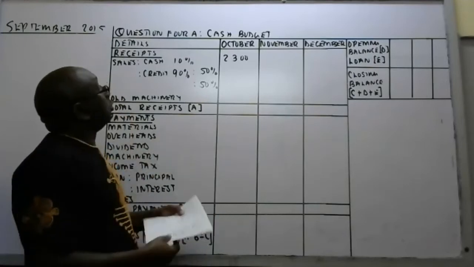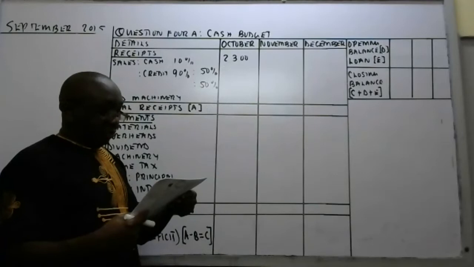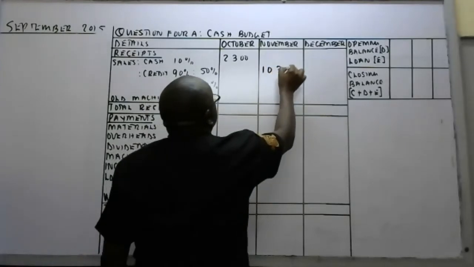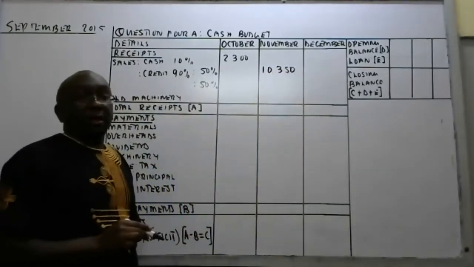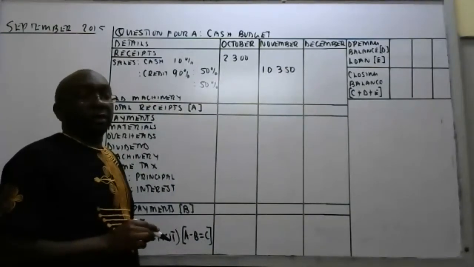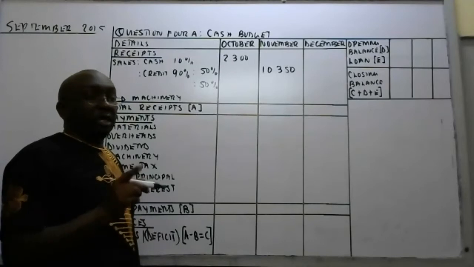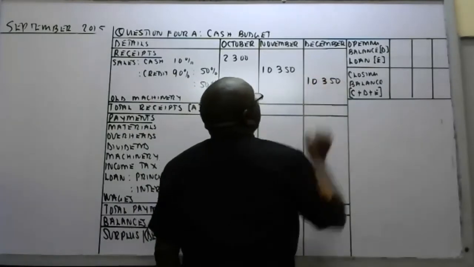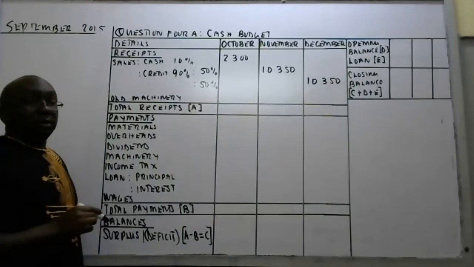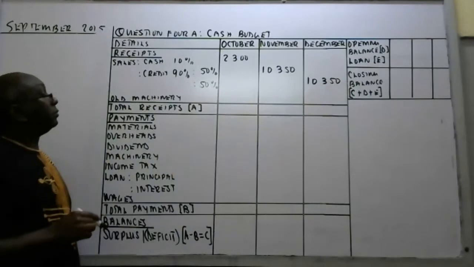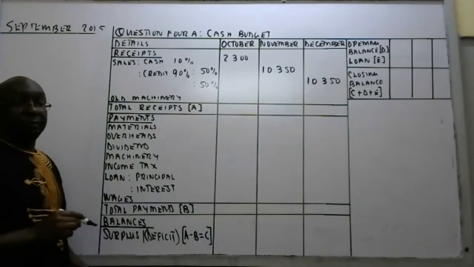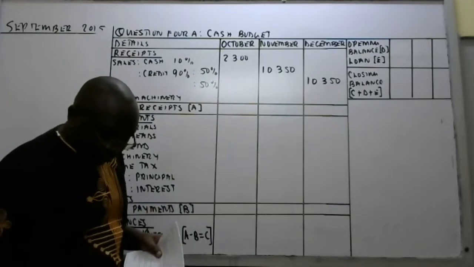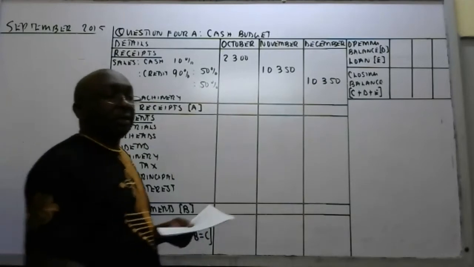So 50% of 20,700 is 10,350. This 10,350 will be collected in November because we are told it will be taken the following month. And the other half remains, which will be collected in December, 10,350. Let us go to November. In November, they sold 25,000. So 10% of 25,000 is 2,500.